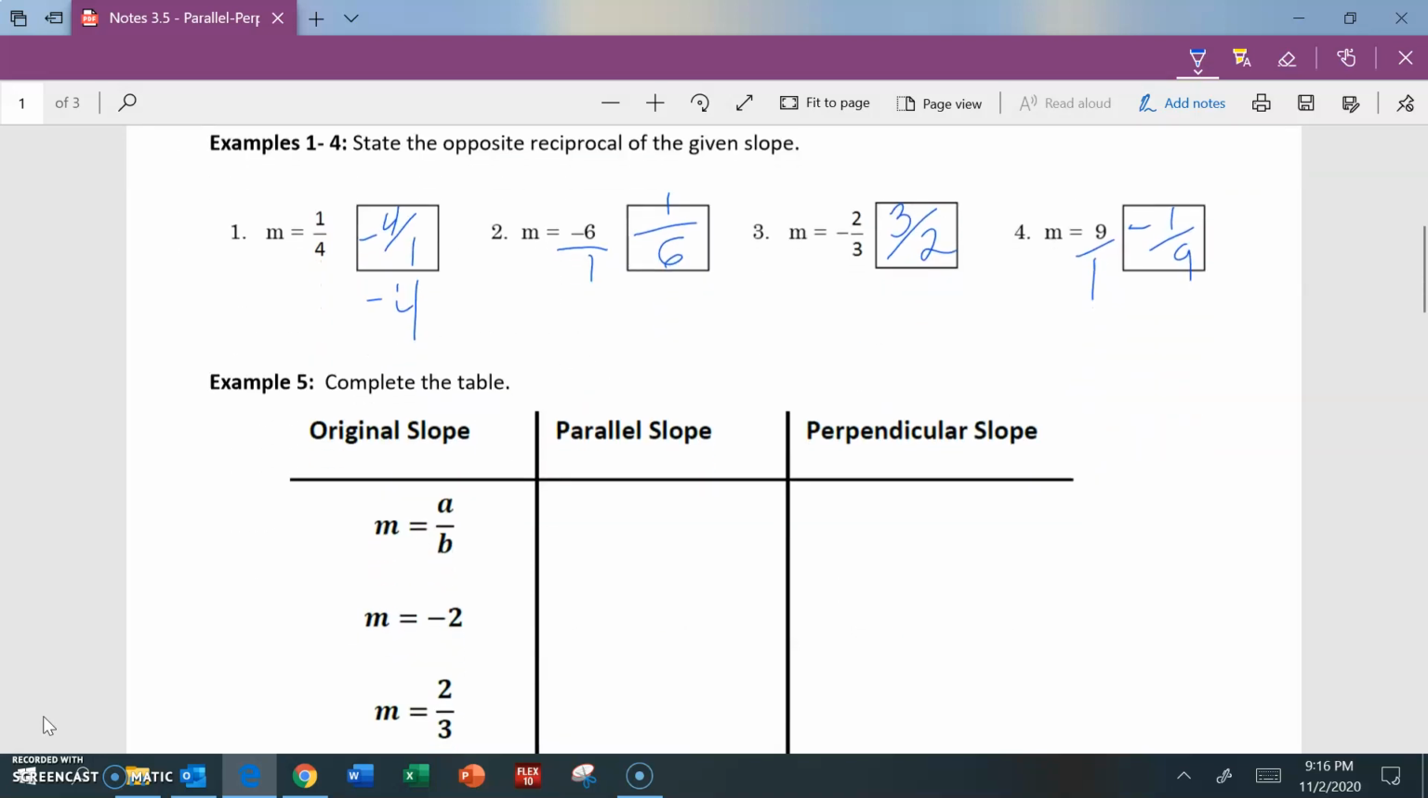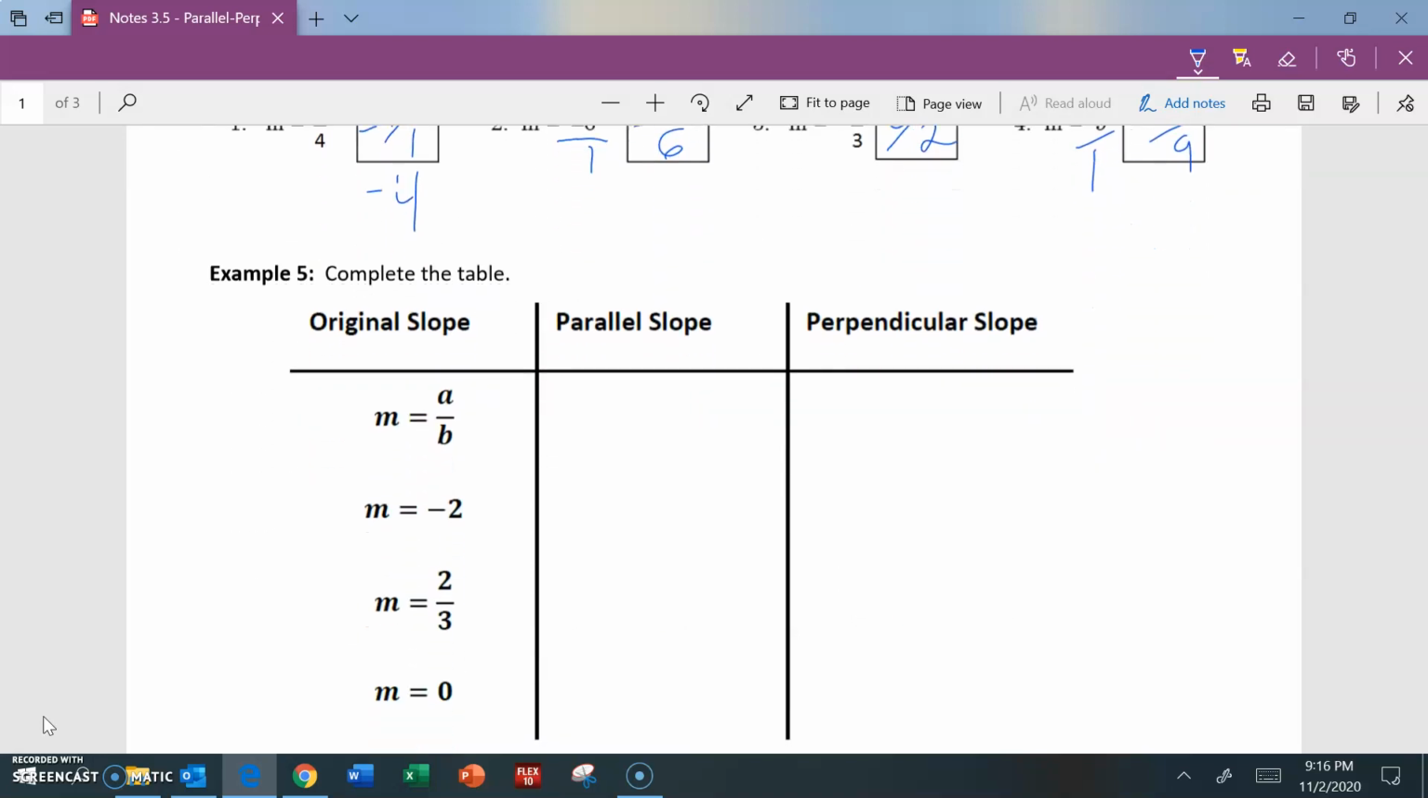All right, let's go down and complete the table below. So there's 3 columns, the original slope, and then we're going to write down what would a line have that's going to be parallel to that, and then what would a line have be perpendicular. So remember, parallel slope, we want to be the same. And for perpendicular, we want opposite reciprocal.